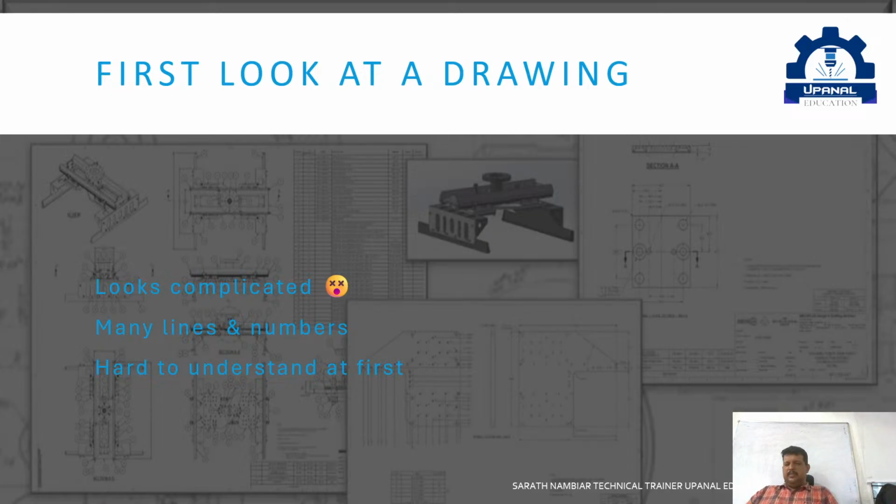So let me tell you something very simple but important. A drawing is never complicated. We are just trying to understand it in the wrong way. We are trying to see everything at the same time. Instead, we need to slow down. We need to follow a proper order, like reading a story from beginning to the end.